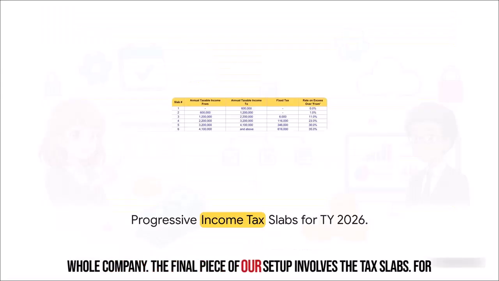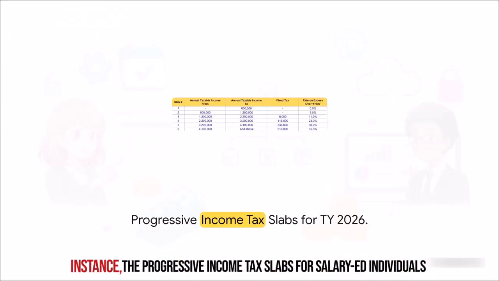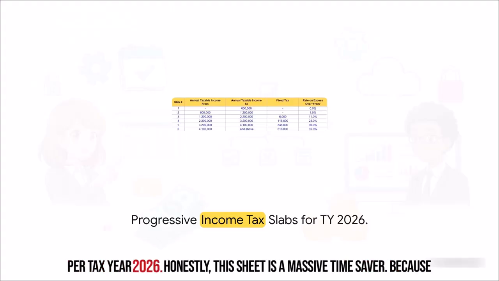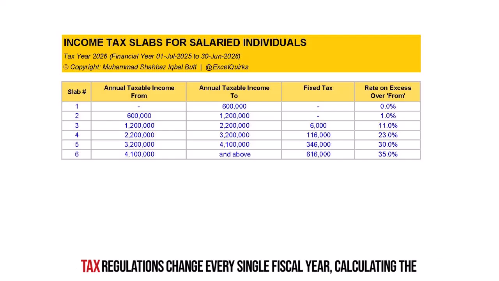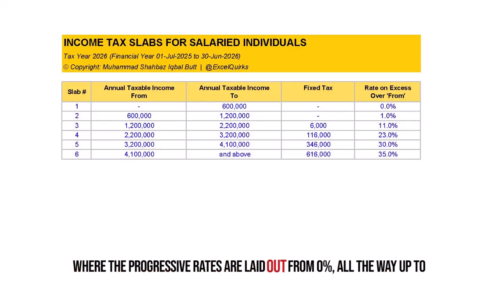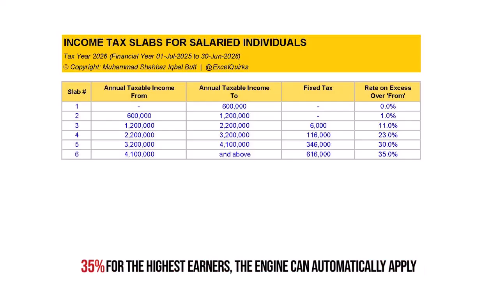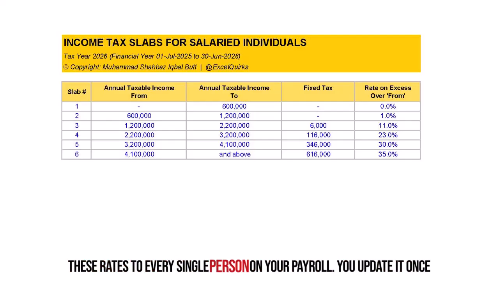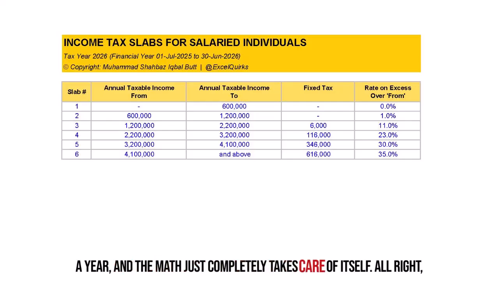The final piece of our setup involves the tax slabs. For instance, the progressive income tax slabs for salaried individuals for tax year 2026. Honestly, this sheet is a massive time saver. Because tax regulations change every single fiscal year, calculating them manually is just a minefield for errors. By having a dedicated space where the progressive rates are laid out, from 0% all the way up to 35% for the highest earners, the engine can automatically apply these rates to every single person on your payroll. You update it once a year, and the math just completely takes care of itself.